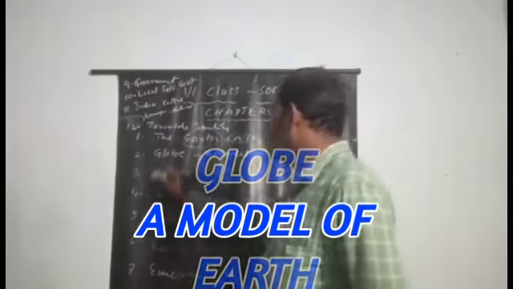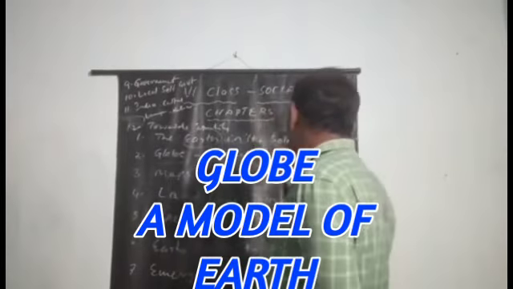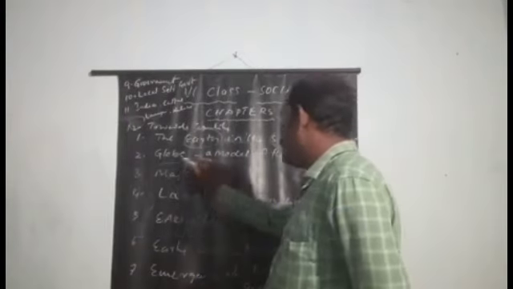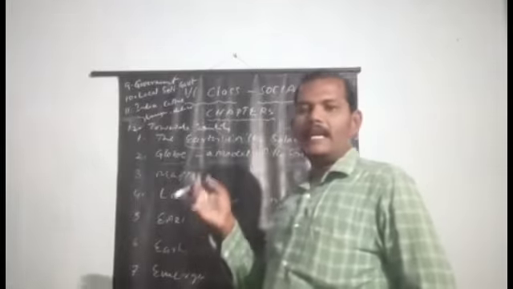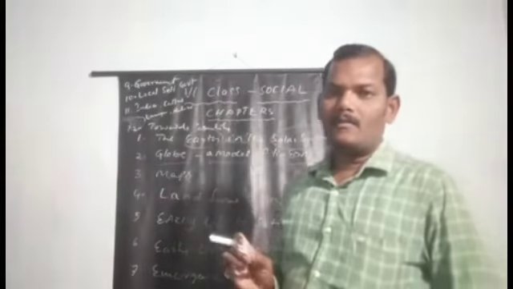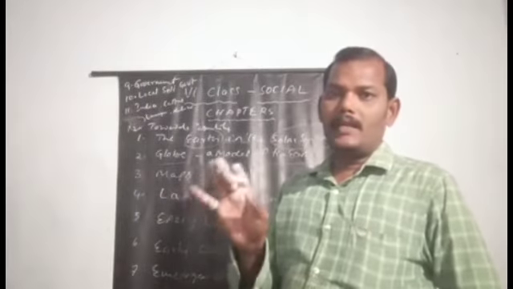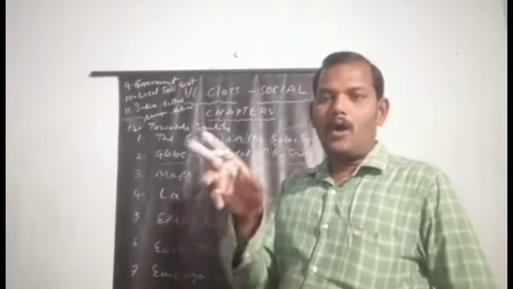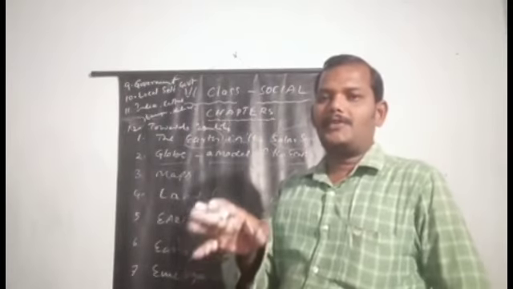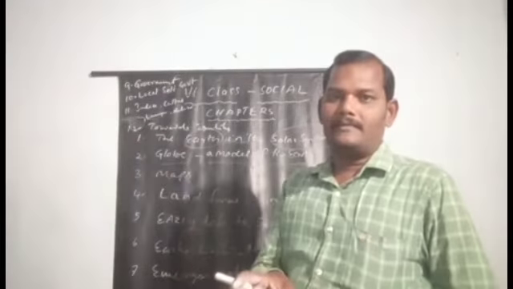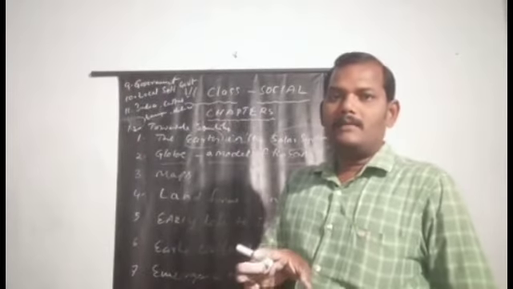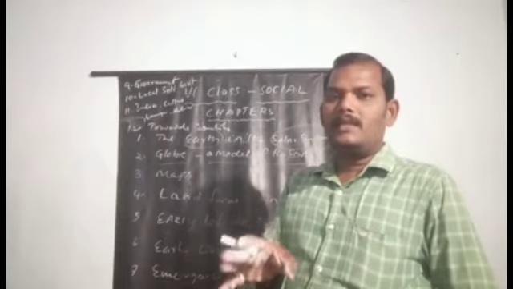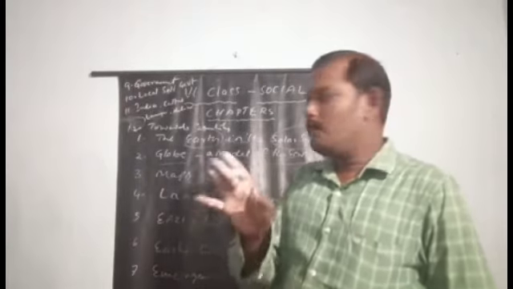Right? And the second one is the globe, a model of the earth. That means we can't see the earth directly. We are living on the earth, but we can't see the earth directly. So how can we imagine what is the shape of the earth and everything? We can study the earth only by the globe.